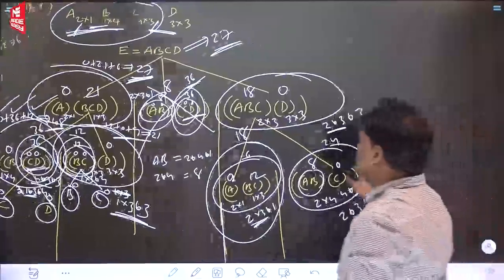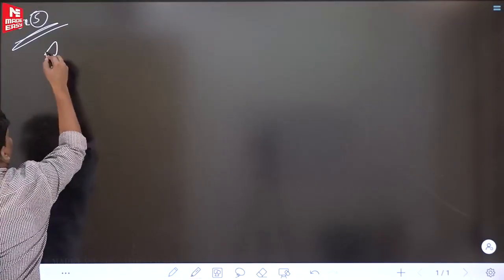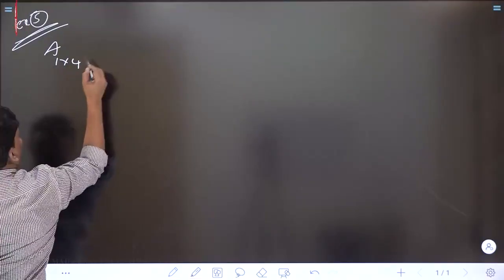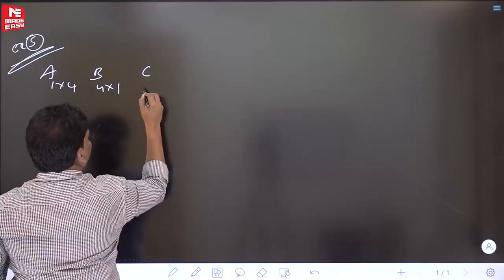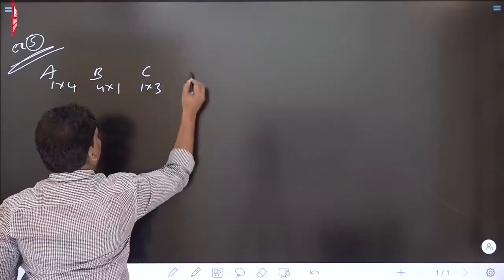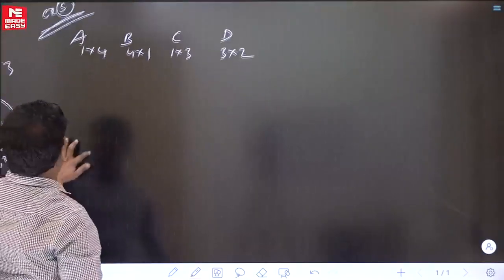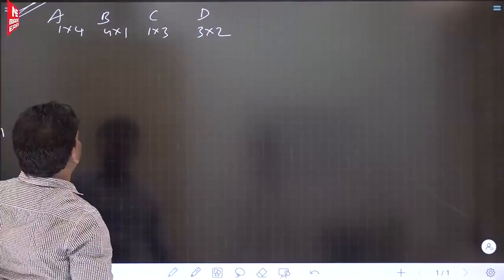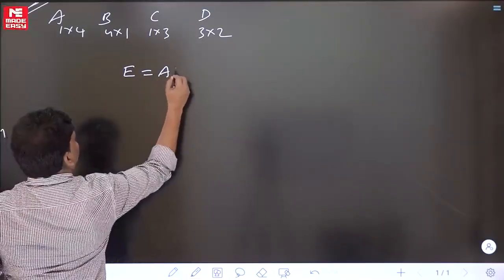Let's go to one more example. To get more comfortable from your side, let's go to example 5. Please be comfortable at least here. For your convenience only I am doing this. A is 1 by 4, B is 4 by 1, C is 1 by 3, D is 3 by 2. These are the given 4 matrices. E is equal to A, B, C, D.